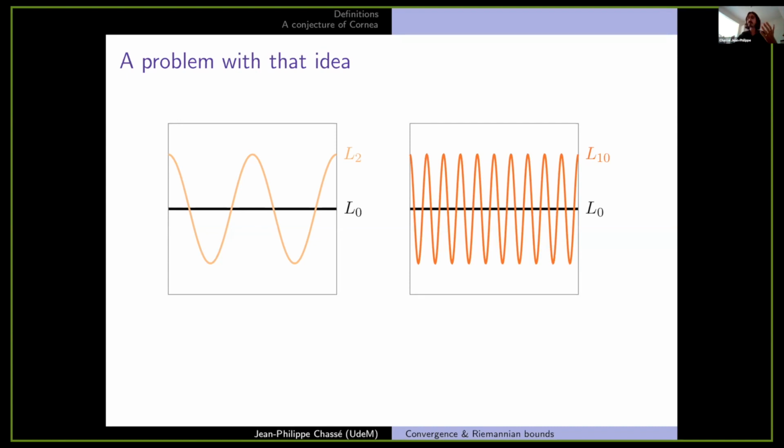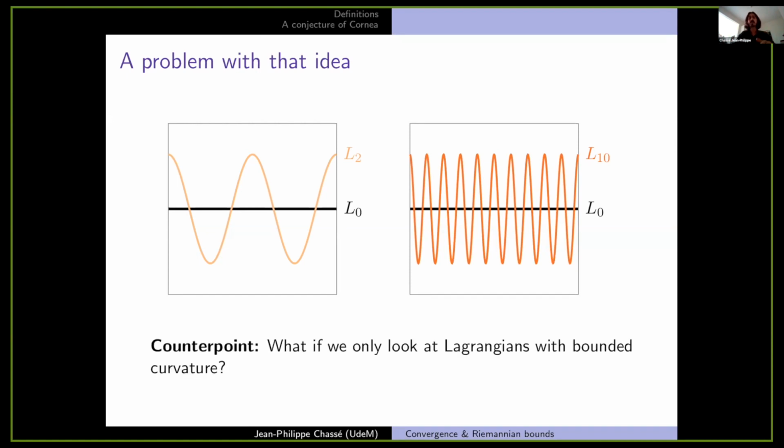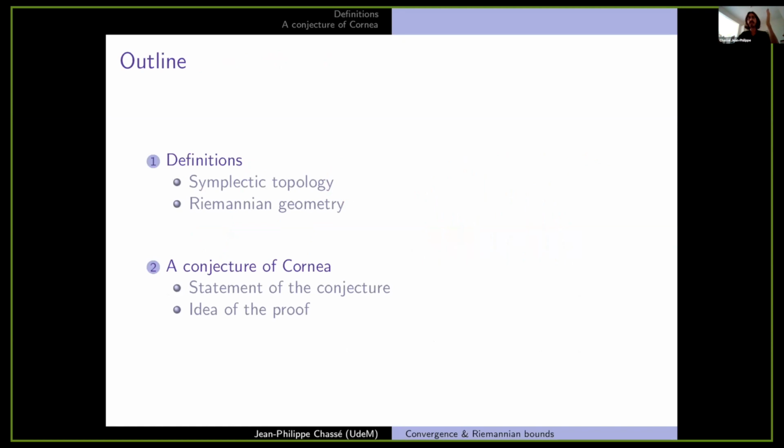However, the point that I just mentioned is that it gets wigglier and wigglier. So what if I don't look at all Lagrangians, every sequence of Lagrangian submanifolds, but only at those which respect some bounded curvature? Essentially, in that case, maybe I can have some hope that indeed it converges in Hausdorff metric. So that leads to a plan for today.